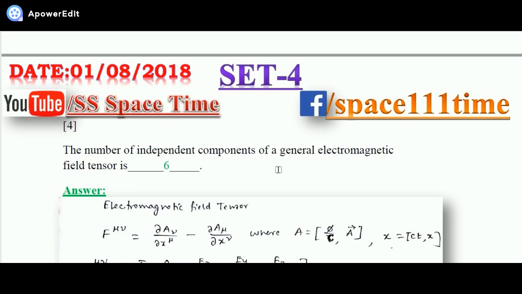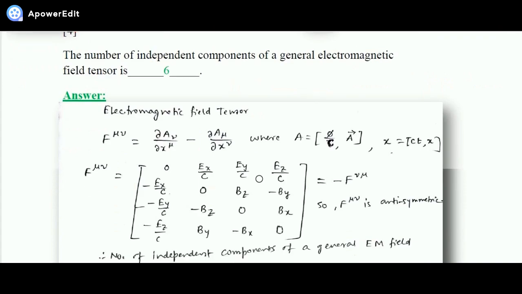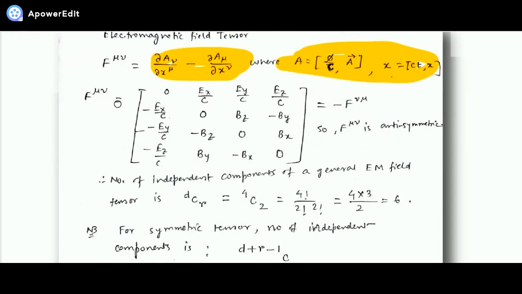Next, question number 4: the number of independent components of a general electromagnetic field tensor. So the electromagnetic field tensor F mu nu equals this, where A is the vector potential, a 4-vector. The 4-vector is written like this. And the electromagnetic field tensor has this form, you can check it. It can be shown that this is antisymmetric.